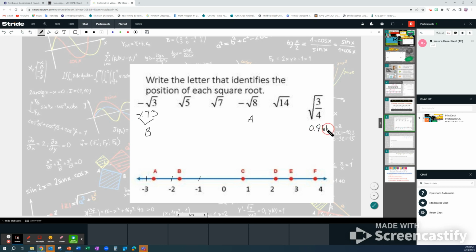And if I think about this number as a decimal, I know it's going to be between 0 and 1 and really close to 1. If we think about money, that's like 86 cents, all right? It's going to almost be $1, right? So we know that that's got to be letter C. The calculator is your friend here.